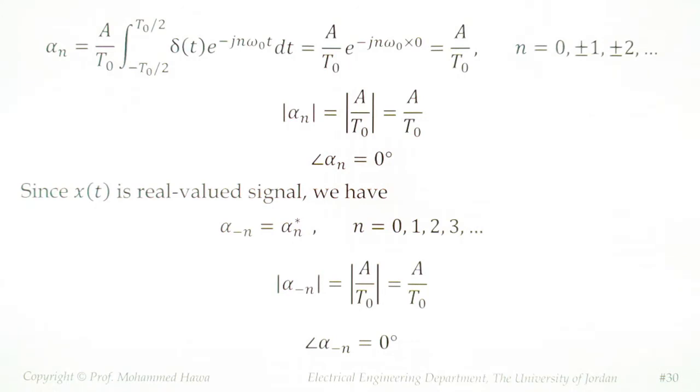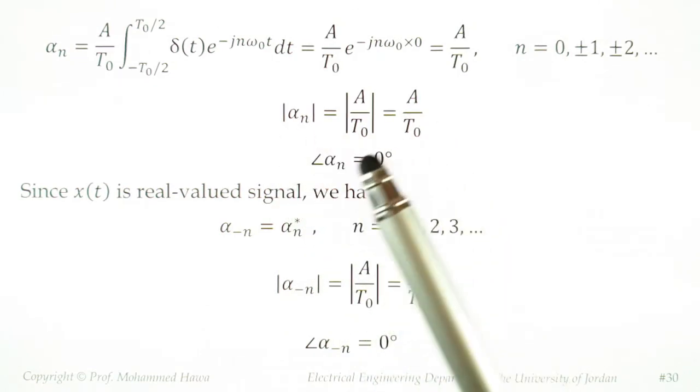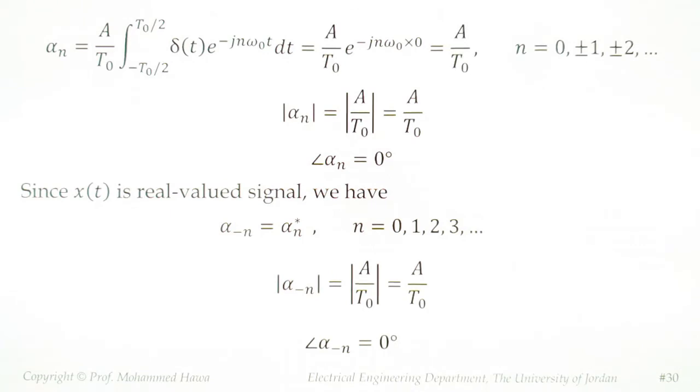By the way, a is a real value, T naught is a real value. They are both positive values. That's why the absolute value of this complex number alpha n is a over T naught, and the phase shift of that complex number is 0 degrees. Alpha minus n has similar value a over T naught, and the angle of alpha minus n is equal to minus 0 degrees, which is also 0 degrees.